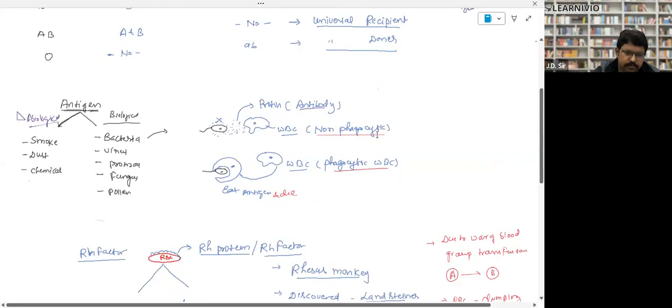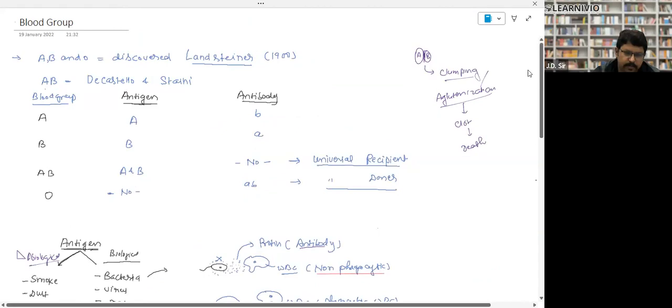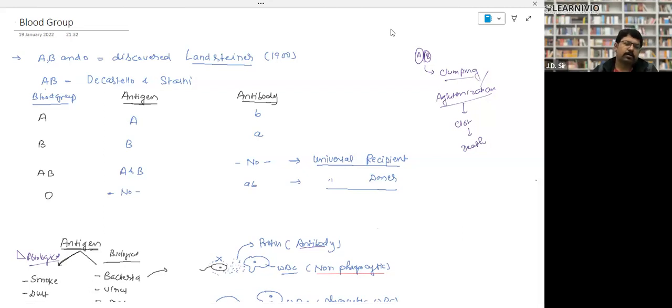Blood group. Look, the A, B, and O blood groups were discovered by Landsteiner in 1900. Landsteiner was a scientist who discovered three blood groups. After that, the AB blood group was discovered by Decastello and Sturli. The name of the blood group is given on the basis of antigen.